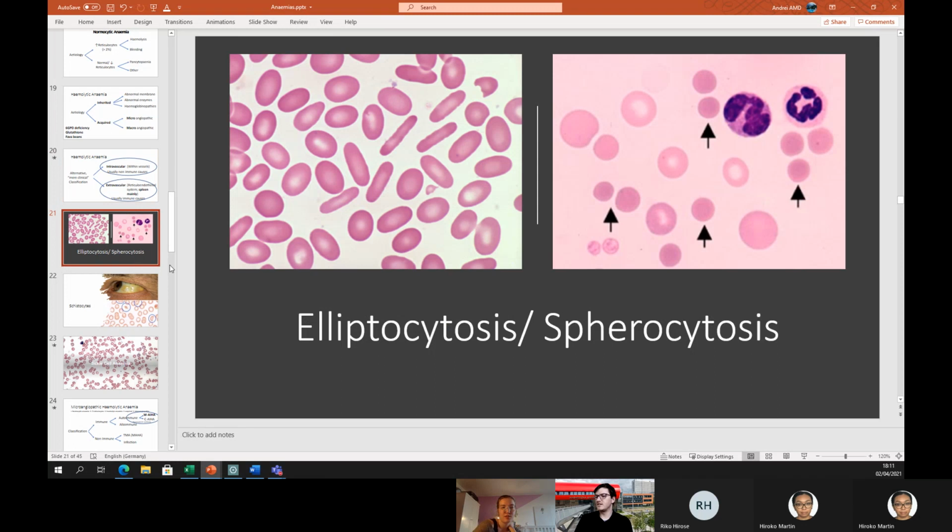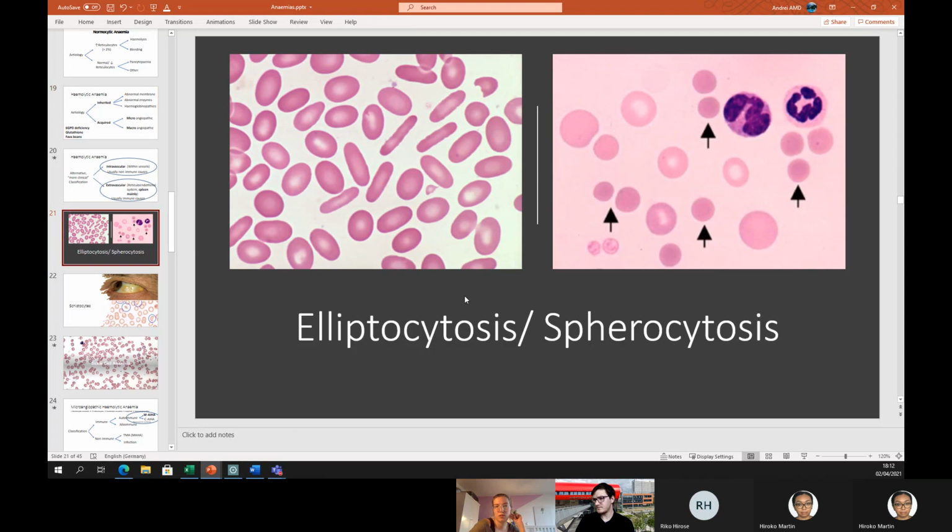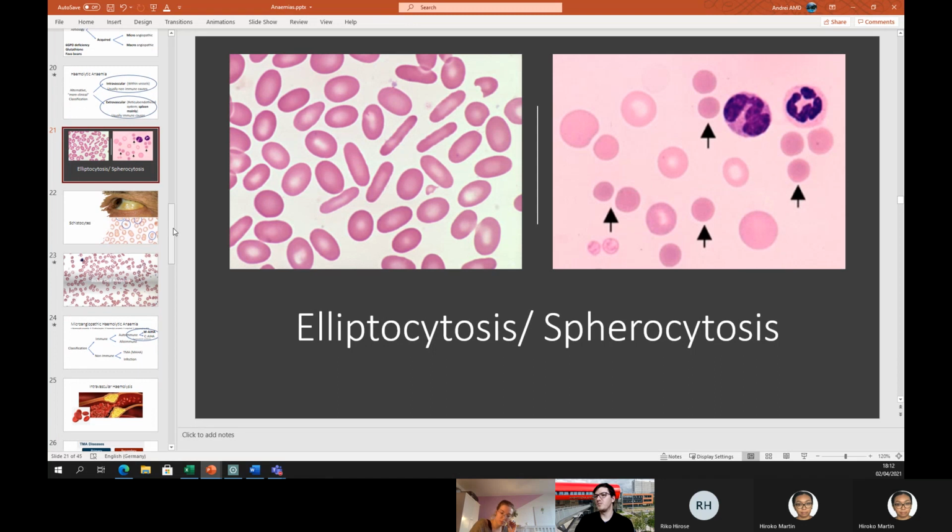So to move on, I'm sorry guys, there's not many pictures in this hemato-onco, but let's see. Here I'm mentioning briefly elliptocytosis and spherocytosis, which I said earlier are inherited conditions of the membrane. In elliptocytosis, the red blood cells are elliptical, as you can see here. In spherocytosis, the red blood cells are relatively spherical, and that makes them more prone to damage, meaning that the lifespan is decreased.